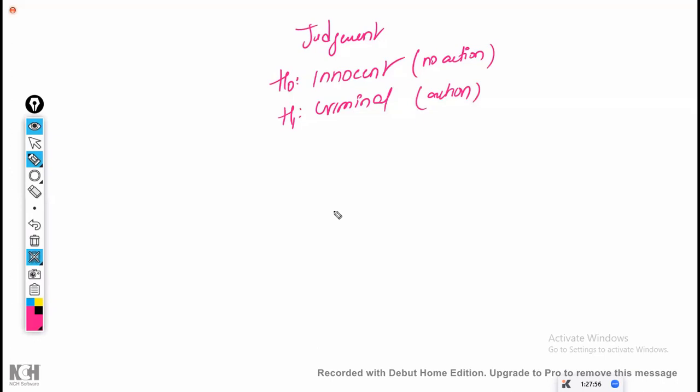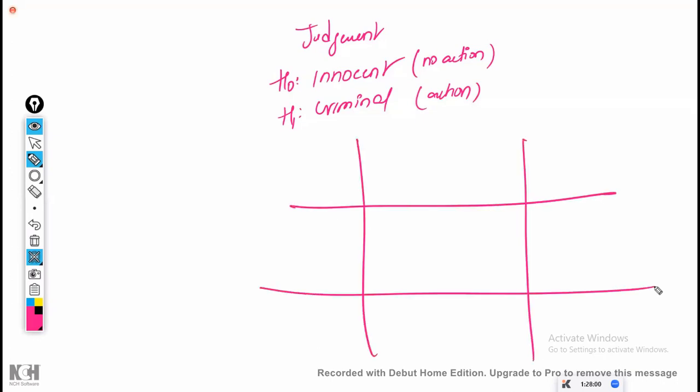Right? Now, let us draw one matrix. In this matrix, one side I'm going to take the actual and the other side the predicted. Understand this very clearly, slowly. Right? Now, actual null hypothesis means the person is innocent. Alternate hypothesis, person is criminal.